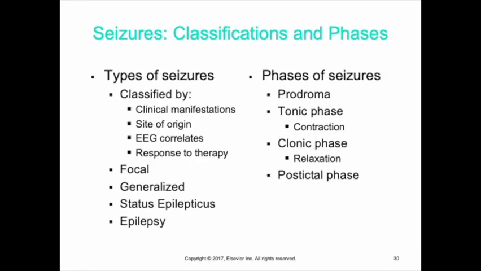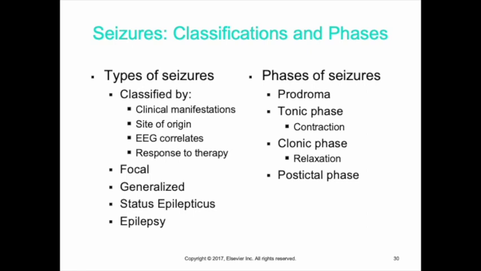In terms of classifications, we classify seizures by their clinical manifestations, the site of origin that is affected, and then firing out to other regions, what your EEG is correlating. And your EEG is a type of study where we can put electrodes on the brain and understand where the firing or hyperactivity is originating from. And then also it's classified by the response to the therapy.